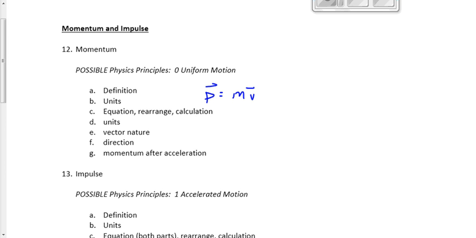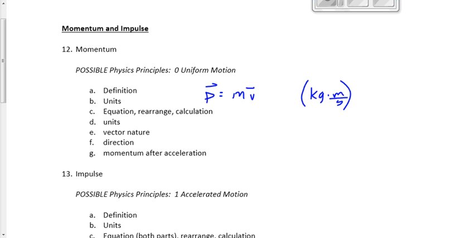The units for momentum, of course, we can get the units from here. You can get the units from any equation, right? If you're ever wondering what the units for a variable is, you can get the units from any equation. For this one, because it's mass times velocity, we'd say it's kilograms times meters per second.